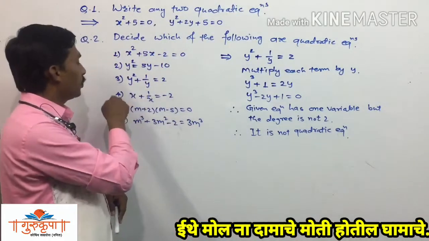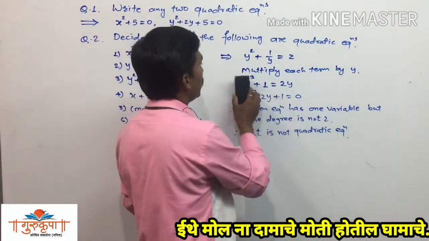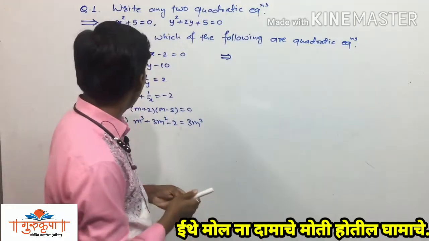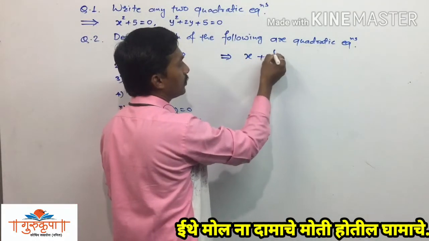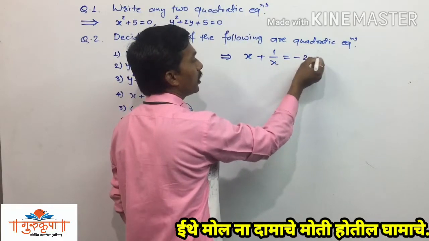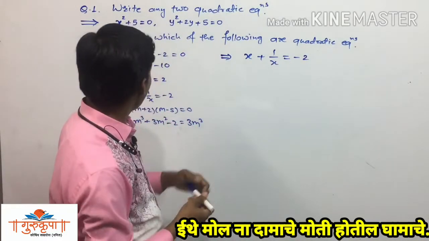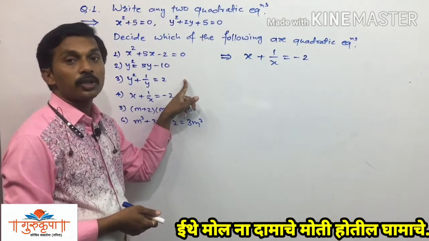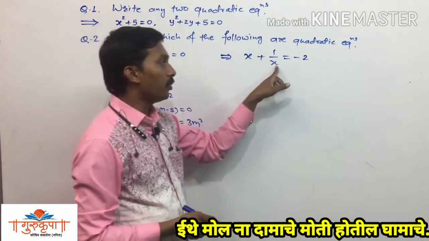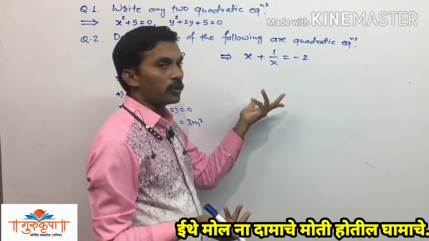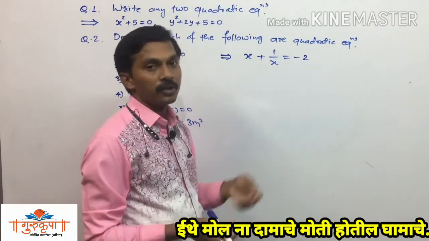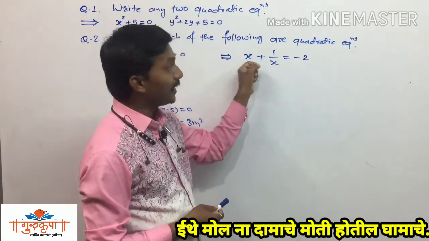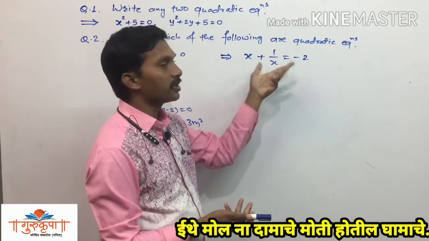Now we have the fourth example, that is x plus 1 upon x is equal to minus 2. That is the given equation, and we have to determine whether it is a quadratic equation or not. In the previous example there was a variable in the denominator and our answer was it is not a quadratic equation. Here also we have a variable in the denominator, so maybe a lot of students think that a variable in the denominator means it is not a quadratic equation, but we cannot decide by observation only.